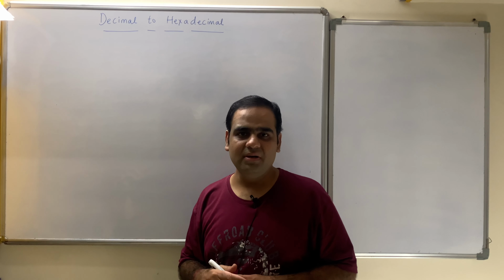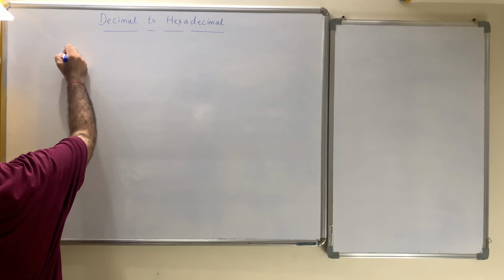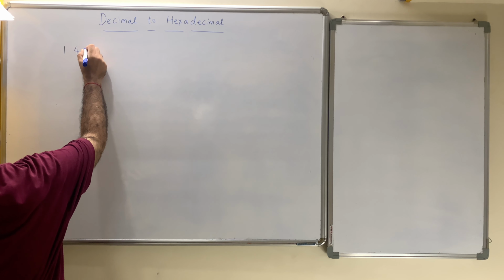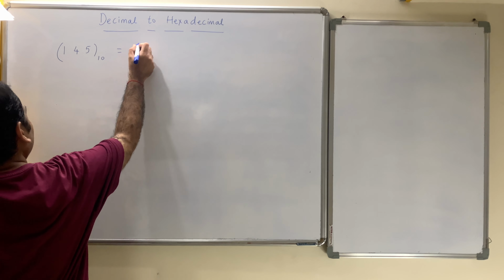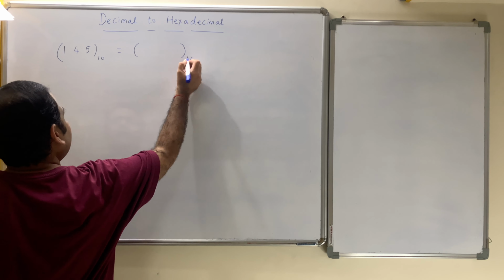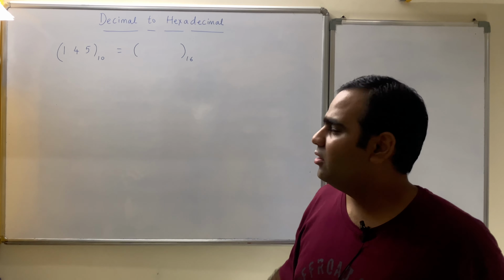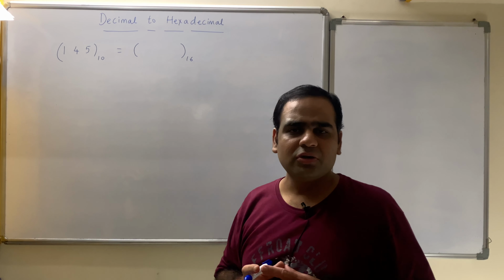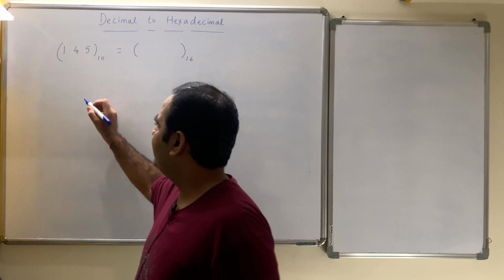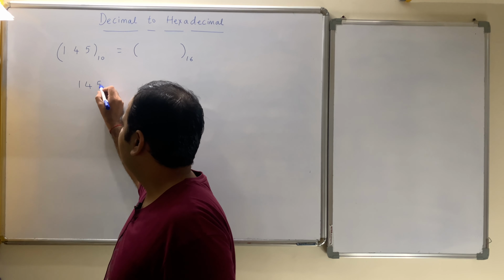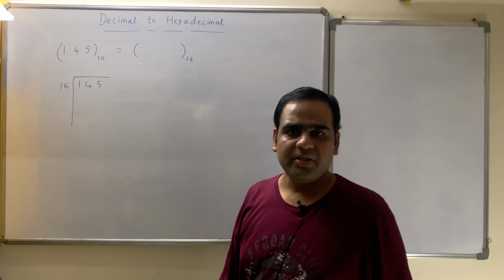Let's take an example and try to understand. Let's take the decimal number as 145. This is the decimal number and we want to convert into a hexadecimal number which is of base 16. Now base 16 means the numbers from 0 to 9 and A to F can be used in hexadecimals. Therefore we take this number 145 and repeatedly divide it by 16.